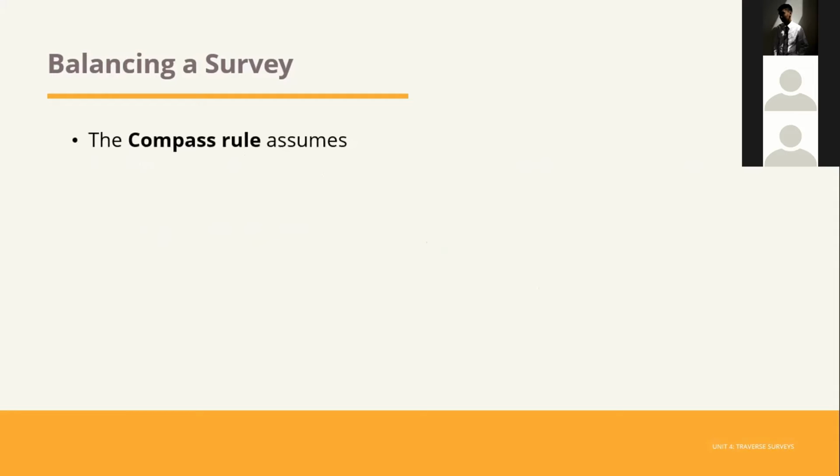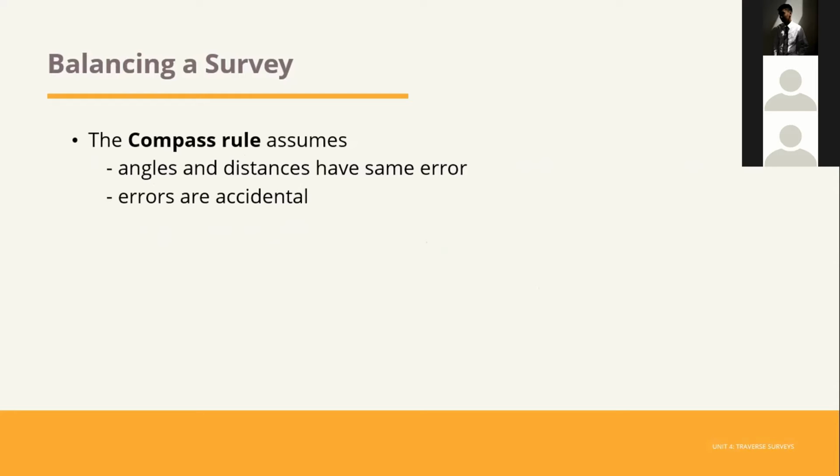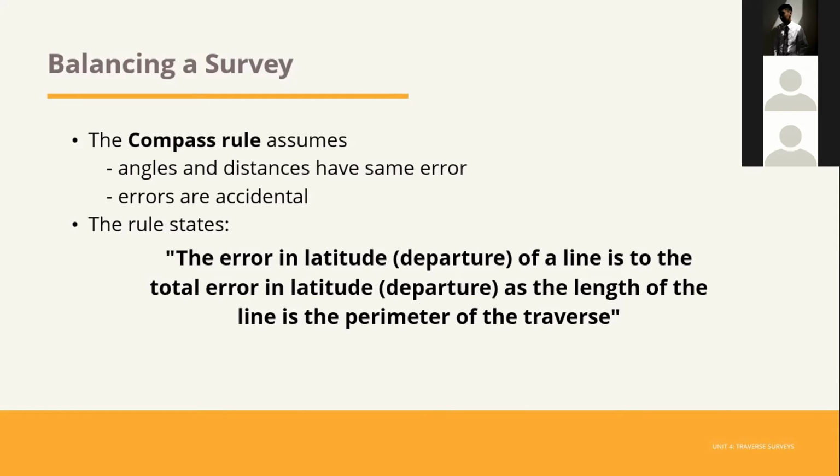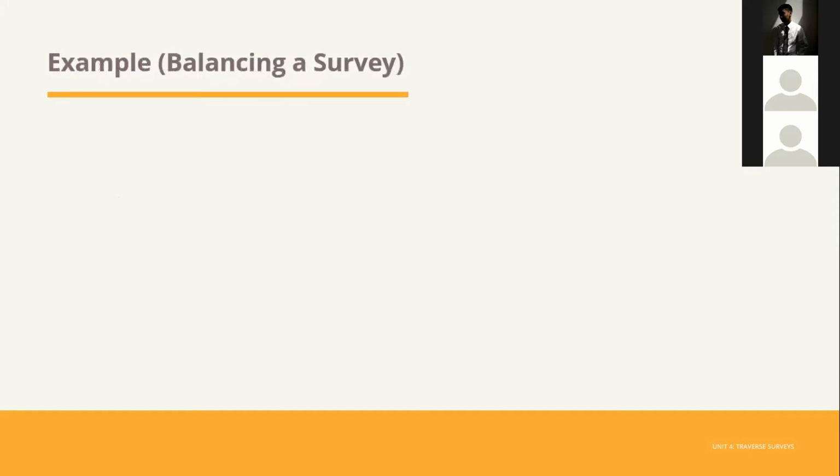The compass rule assumes that angles and distances have the same error, and errors are accidental. The compass rule states that the error in latitude or departure of a line is to the total error in latitude or departure as the length of the line is to the perimeter of the traverse. Now let's proceed to an example of balancing a survey.